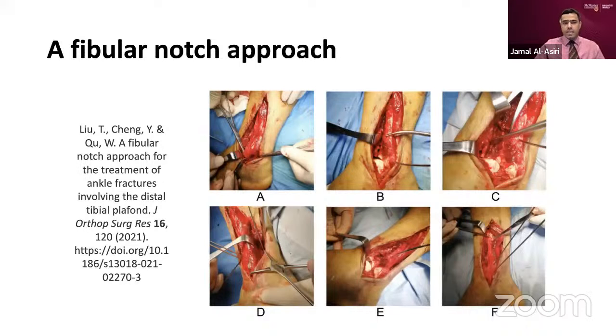A small, unusual technique not commonly used is called the fibular notch approach, when you have a complete disruption of the syndesmosis where the distal fibula is unstable. You can mobilize it posteriorly and work through that by creating a notch, creating a window in the fibular notch to reduce, especially the central impaction.